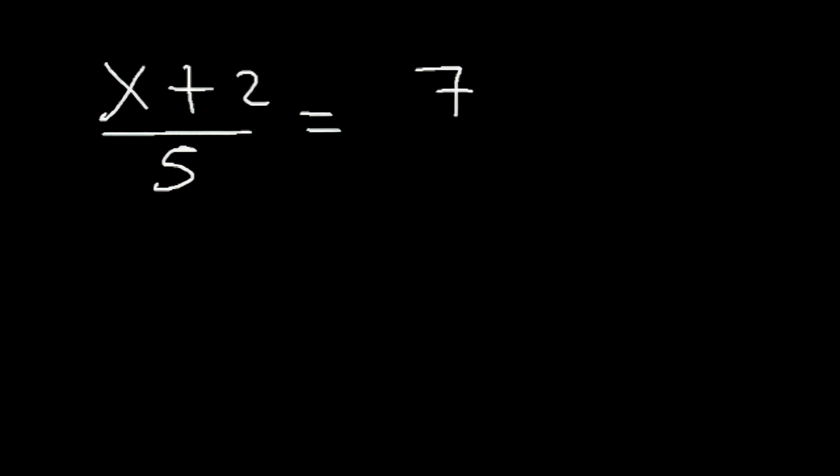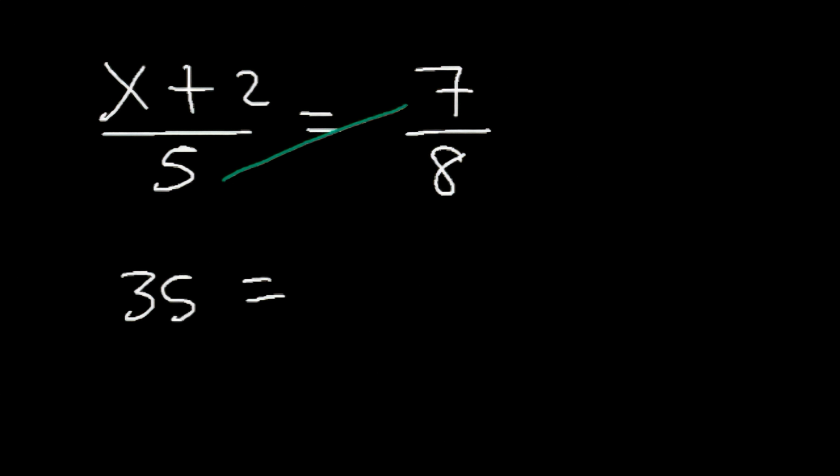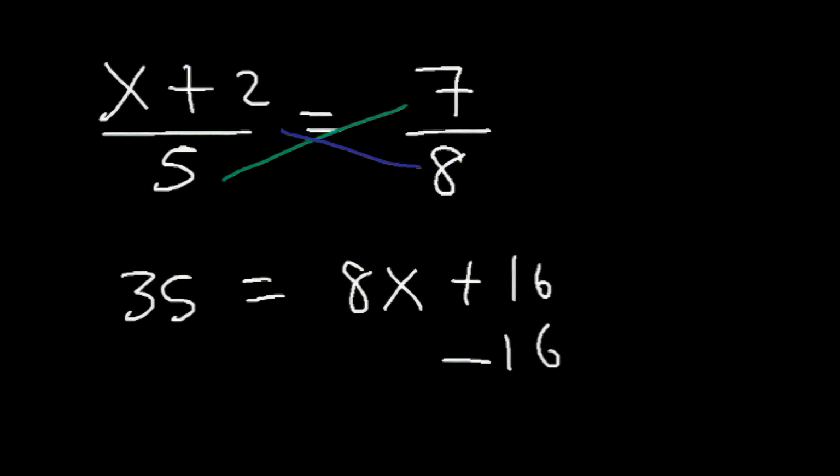Try this one. x plus 2 over 5 is equal to 7 over 8. So how can we solve for x if we're given two fractions separated by an equal sign? If you get a problem like this, you can cross multiply. 5 times 7 is 35. And 8 times x minus 2, you need to distribute the 8. It's going to be 8x plus 16. So to solve for x, let's subtract both sides by 16.